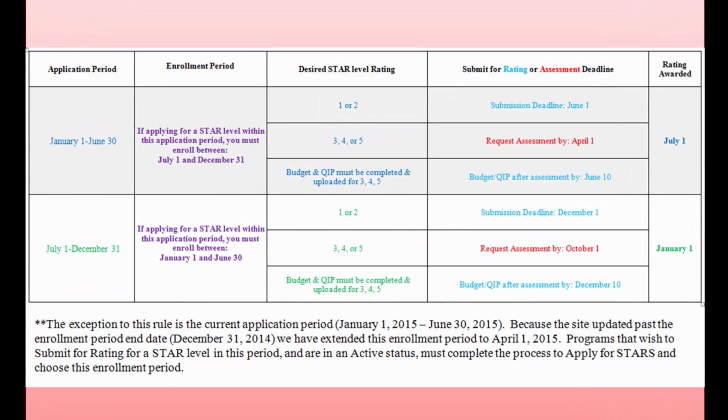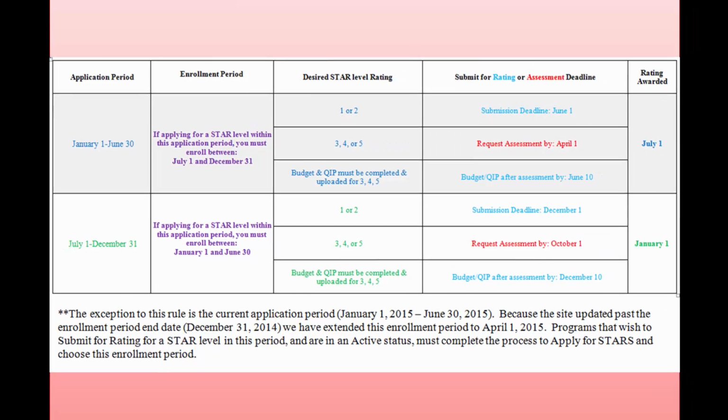This is the same information that you heard during the application period. Notice that the deadlines are different if you are requesting an assessment. The same process has to be followed when applying for all star ratings, but assessments are required when applying for a star rating of 3 or higher. Keep in mind the deadline difference when an assessment is involved.